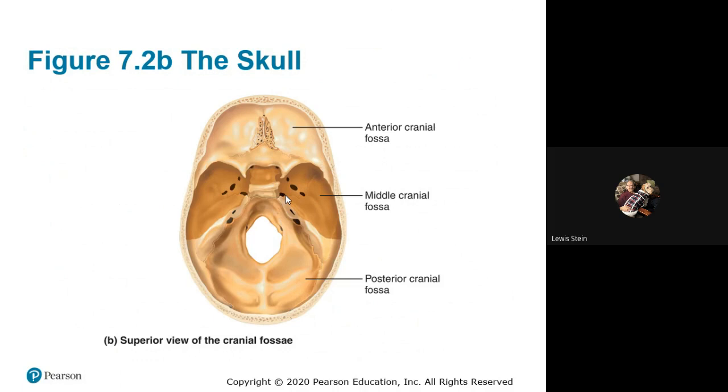These foramina, that's the plural. This one's called rotundum, which is round, and this one is ovale, because it's oval. It's called spinosum. It's like a little spine. Those are important. Major structures go through that.